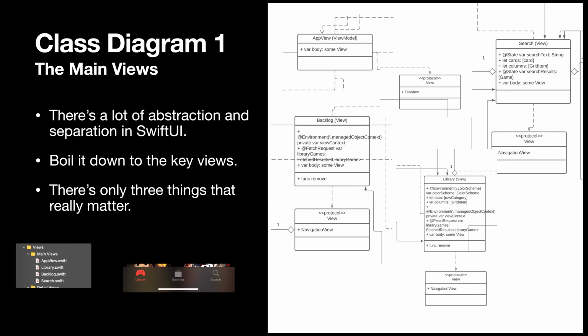So we can boil it down to the key views. There's really only three things that we need to worry about. You can see the main views there, right? And I've highlighted the main views both in Xcode and in a screenshot from my app. And so you can see what these views are, right?